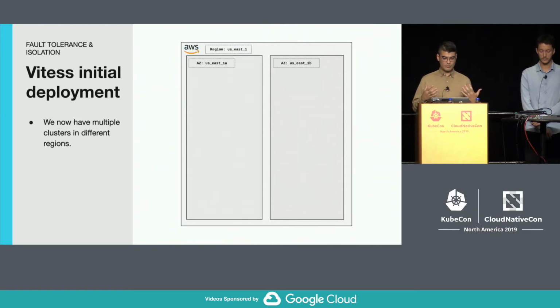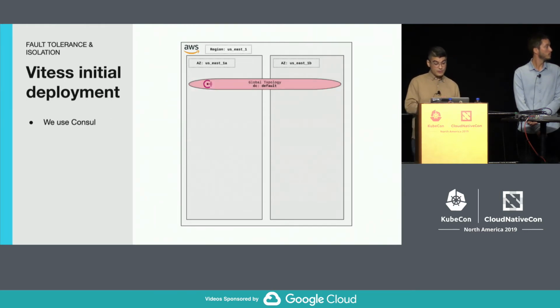And something to call out is that at this point, we have clusters in multiple regions, but for the sake of the example, I'm just going to use one region. Also, we deploy in multiple AZs, but to make this simpler, I'm going to show how we used to deploy a Vitess cluster in, let's say, US East 1 and using 2 AZs.